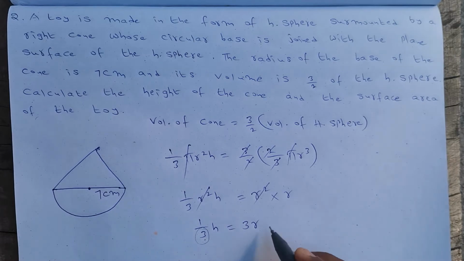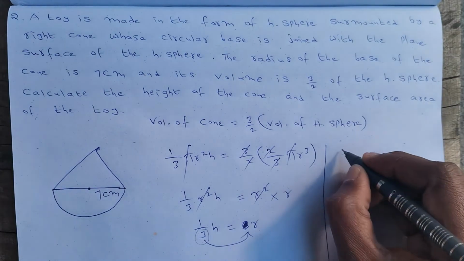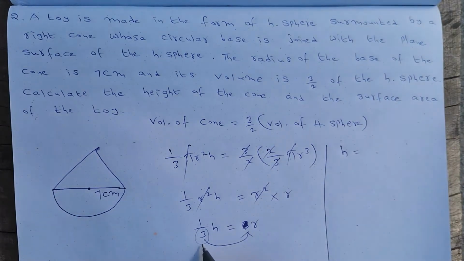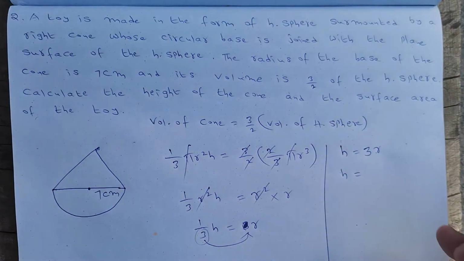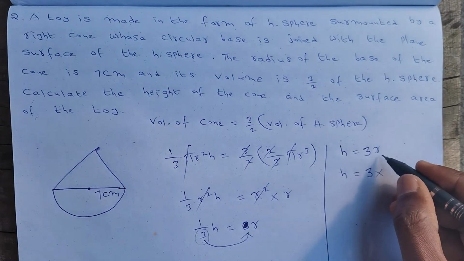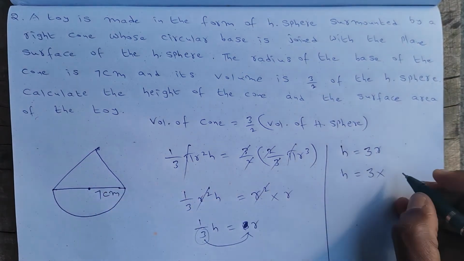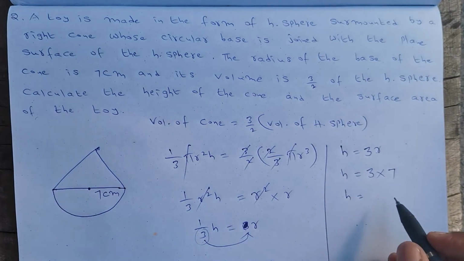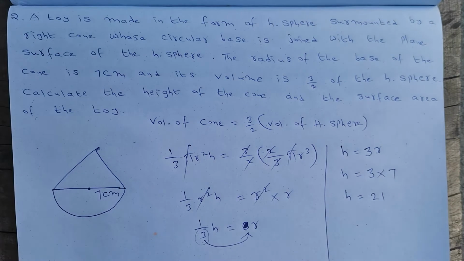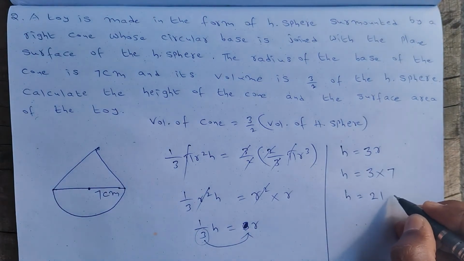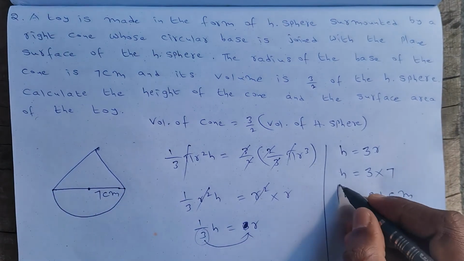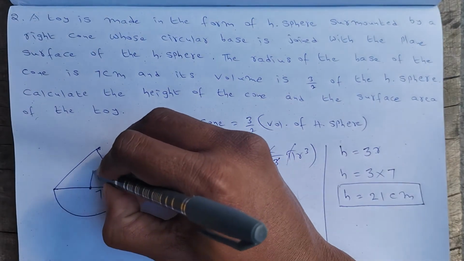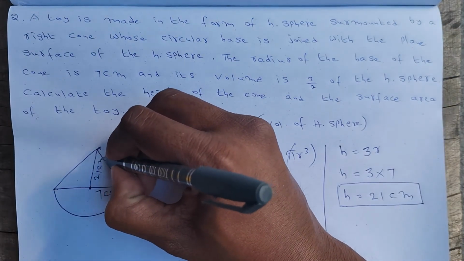Oh sorry, here only r, right, not 3 here. We want the height of the cone, so I will take this 3 to the right side. So we will get height of the cone is equal to, this 3 is division here, if we take it to the other side it will become multiplication. So 3r. Height of the cone is equal to 3 into r. The radius is the same for the cone as well as the hemisphere, that is 7. So h is equal to 3 into 7, 21. Height of the cone is 21, and since the radius is in centimeters, this height will also be 21 centimeters.